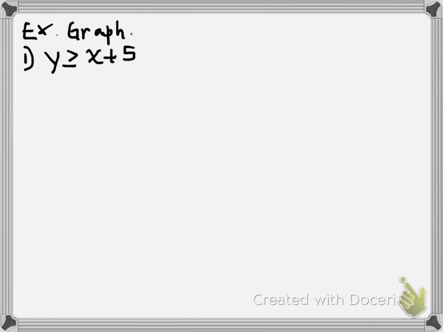So when I graph, you're actually going to be graphing as if it was an equation. Because I don't know how to graph an inequality, but I know how to graph an equation. So I pick out the key pieces. What's the y-intercept? Y-intercept. That's the constant.